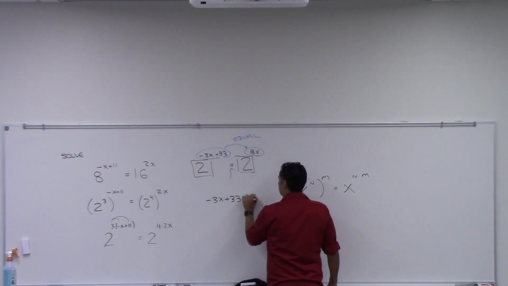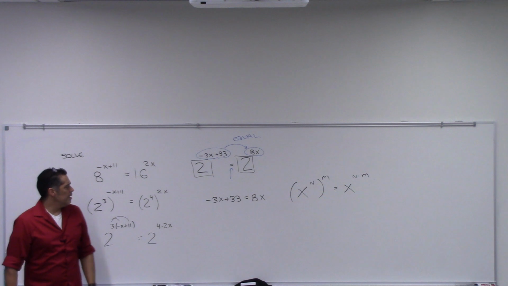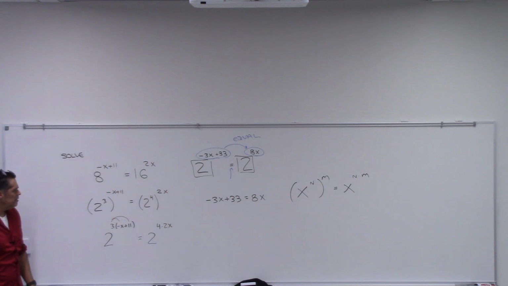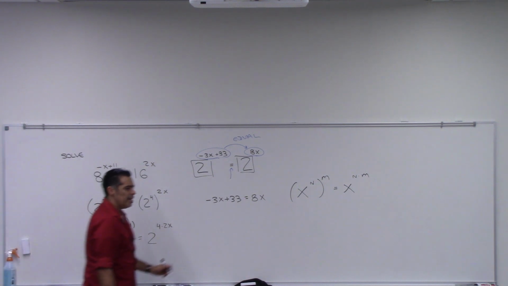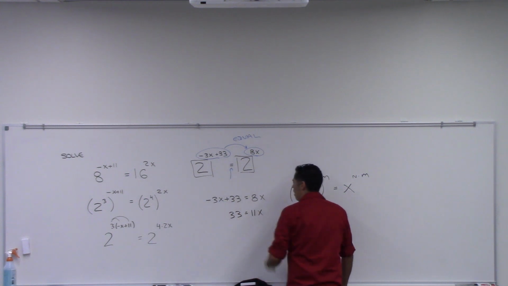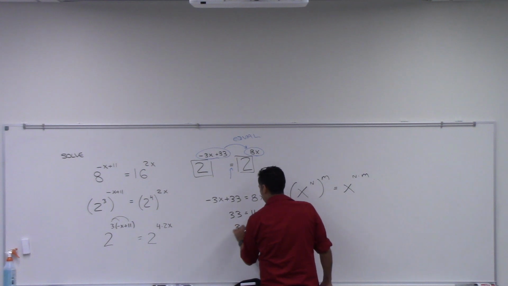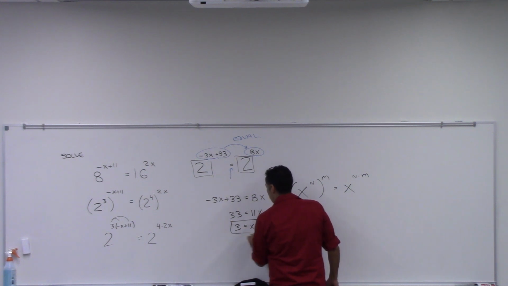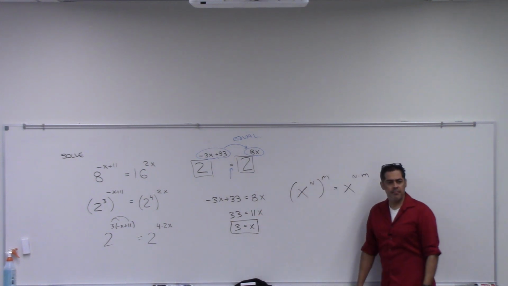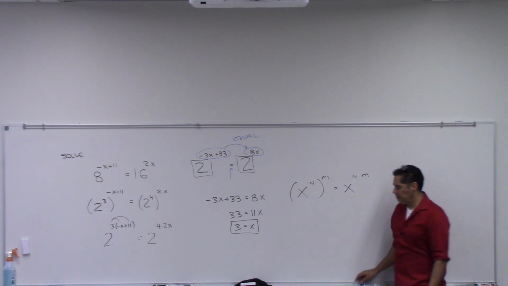And now what we've done is we've reduced the problem to just solving a little linear equation. And so I just try and get x by itself. What do you think? Add 3x to both sides. We get 11x on the right. Divide by 11, we get 3. x is 3. What do you think? Is that all right? Y'all okay?